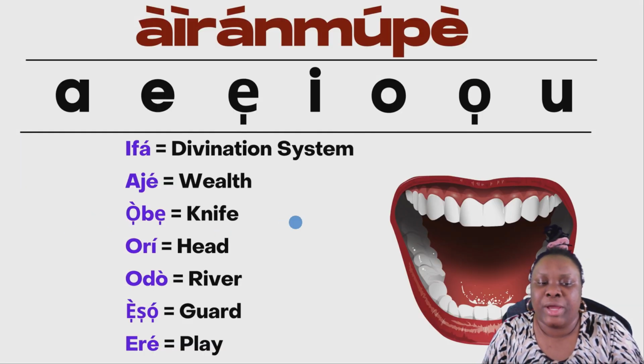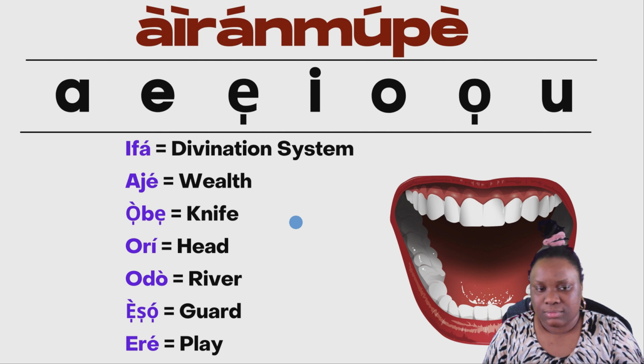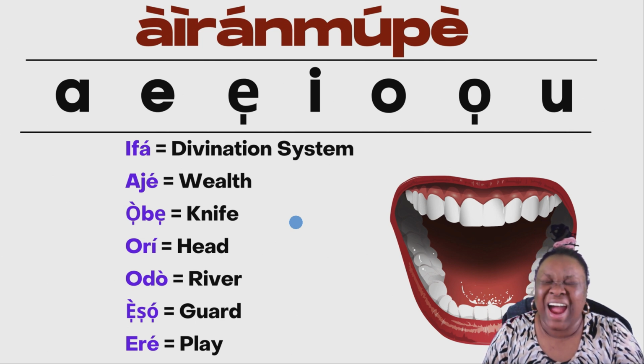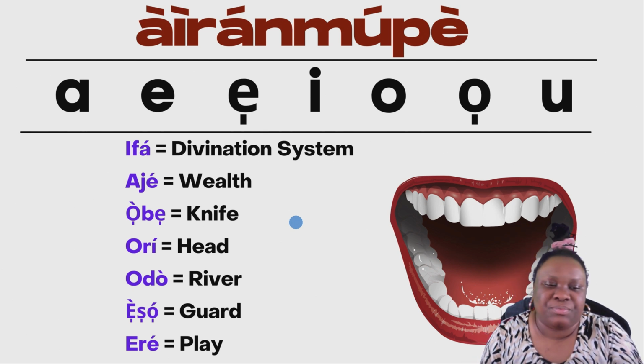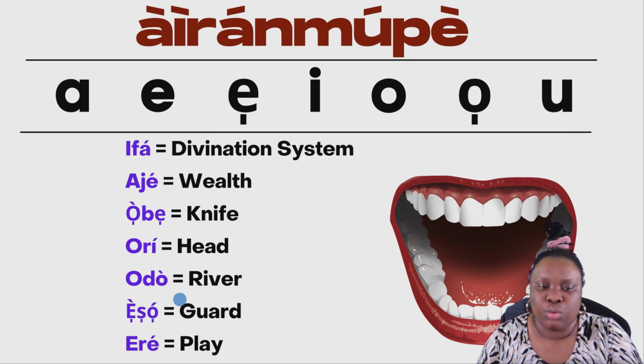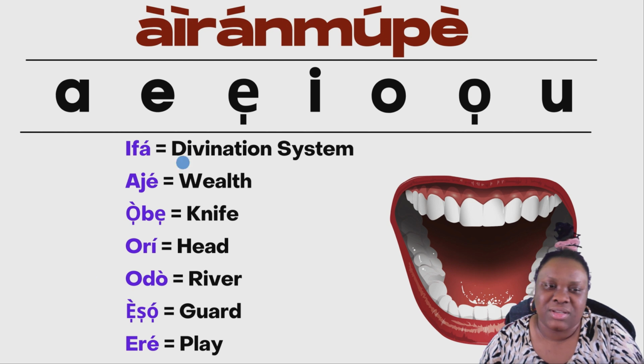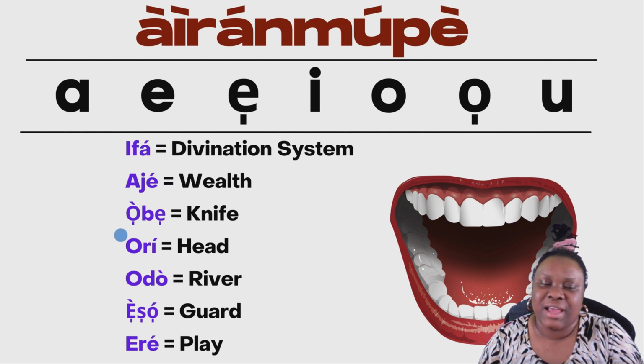Examples of words with àìránmúpè vowels. Words that don't have any àránmúpè vowels. They are not nasal. You don't have any nasal sounds in them. Ifá, ajé, ọ̀bẹ, orí, odò, ẹ̀ṣọ́, eré. With my pronunciation of these words, I'm not using my nose.